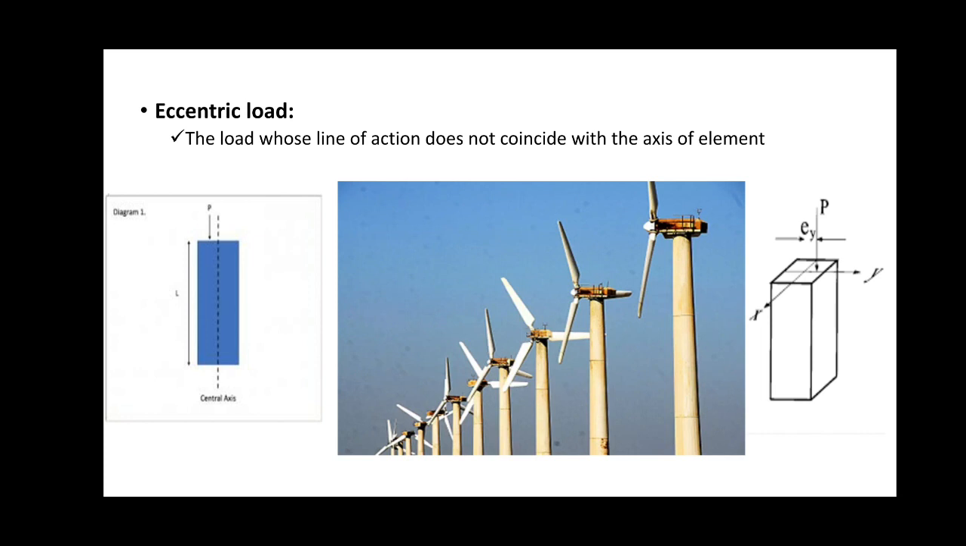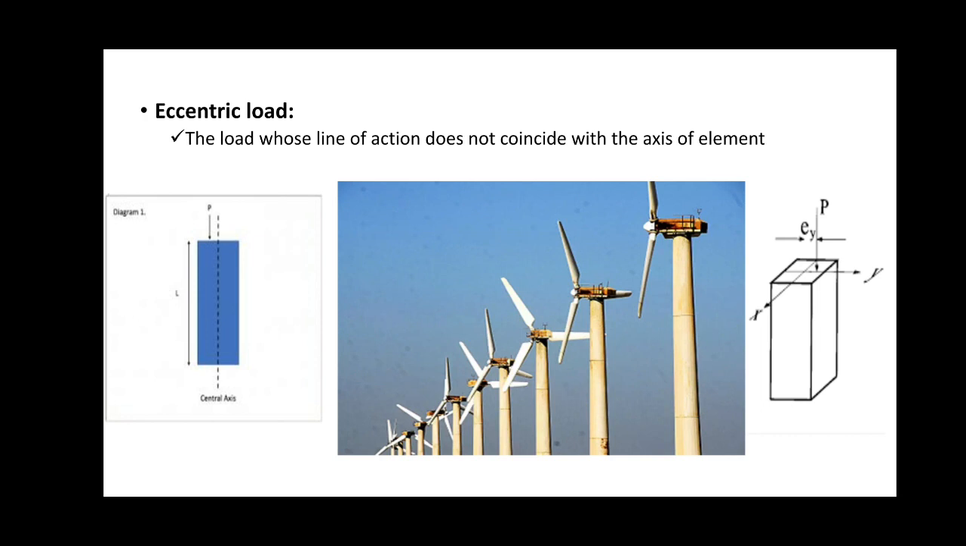So what is tensile load? Tensile load means the forces, the load, acting away from the body. Compressive means the forces acting towards the body. Shear means the forces acting tangentially to the body. What is direct load? Direct load means the forces which coincide with the axis of the part. And what is eccentric load? The load which never coincides with the axis of the part.